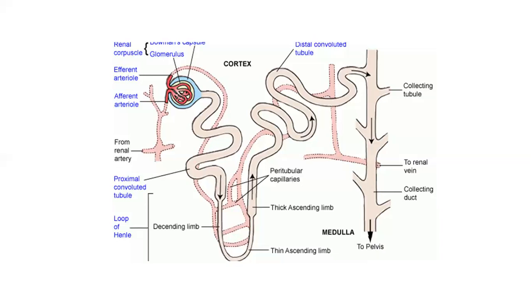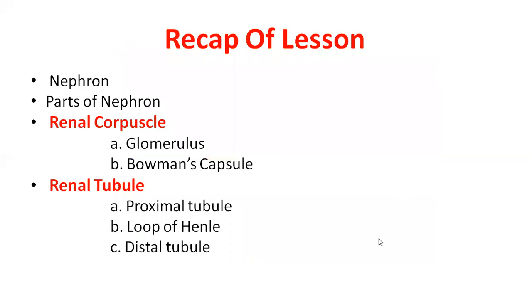So my dear students, this was today's lesson in which we focused on the nephron, and this slide is giving you a recap of the whole of today's lesson. In today's lesson, we have discussed the nephron, and then the parts of the nephron. There are two main parts which we have already discussed: the renal corpuscle and the renal tubule. And the renal corpuscle further has two parts, the glomerulus, and the second one is the Bowman's capsule. And in the same way, the renal tubule is also divided into three main parts: the proximal tubule or proximal convoluted tubule, the second one is the loop of Henle, and the third one is the distal tubule or distal convoluted tubule.